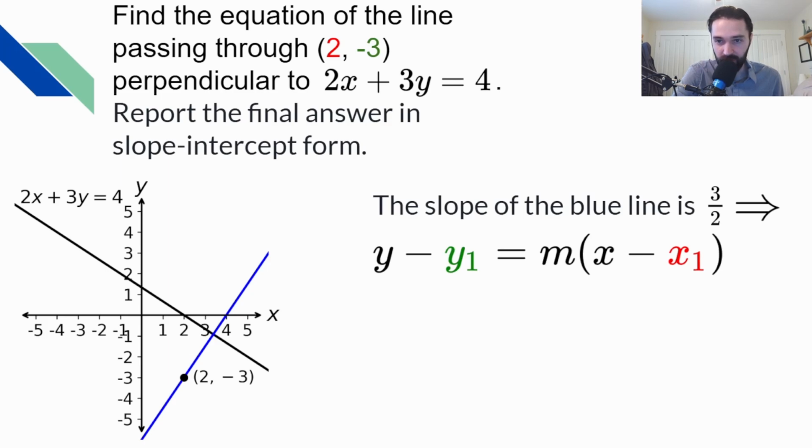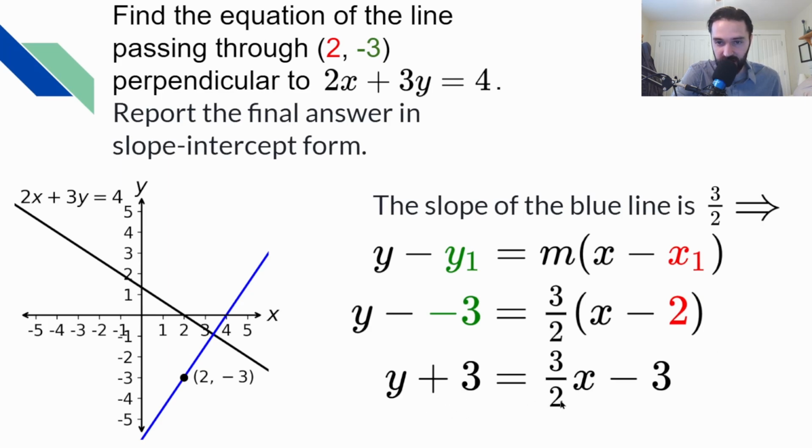So we know the slope, and we know a point on the line. Okay? So we can use point slope form right here. Okay? And we can plug in 3 halves for m. All right, that's the slope. And then for x1, y1, we have 2 comma negative 3. Okay, so we'll plug those values into this equation. All right, that gives us y plus 3 equals 3 halves x minus 3. Okay, that's what happens when we distribute this 3 halves to each piece to get rid of the parentheses.